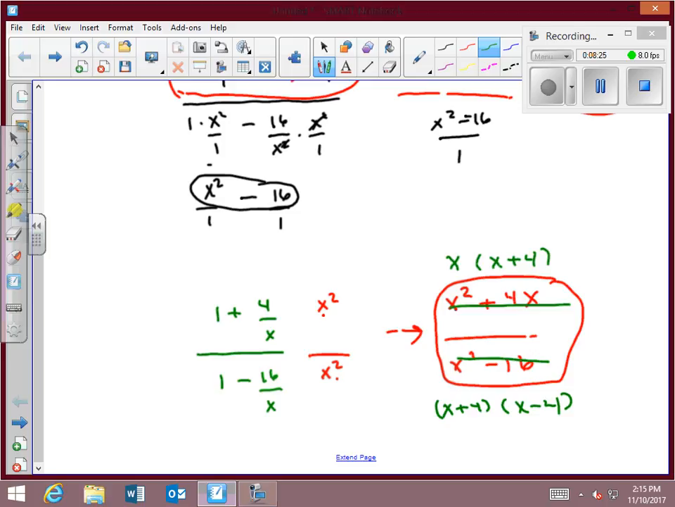Now what do we do? Common factors in the numerator and denominator? What's the common factor? x plus 4. x plus 4. And so our answer is x over x minus 4. Right?